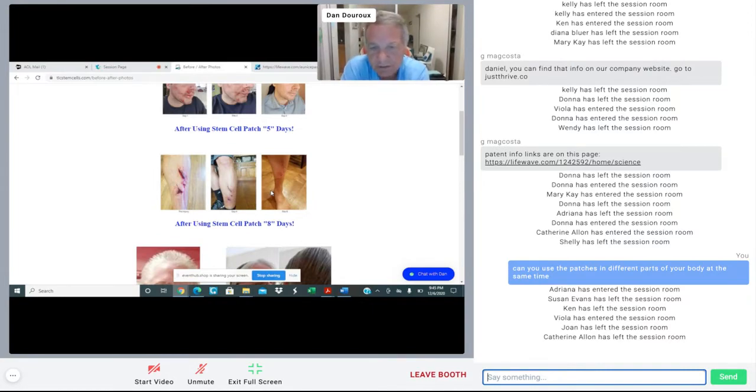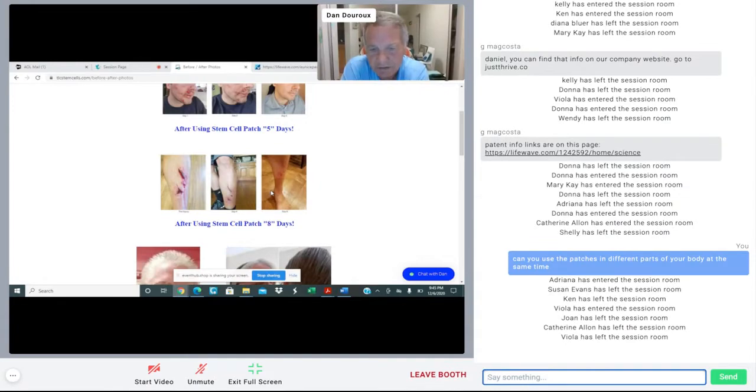All the patches come with an instruction manual. It's very simple. It has a silhouette of a body, and it shows you where to place it. It's very simple, and we can walk you through that.